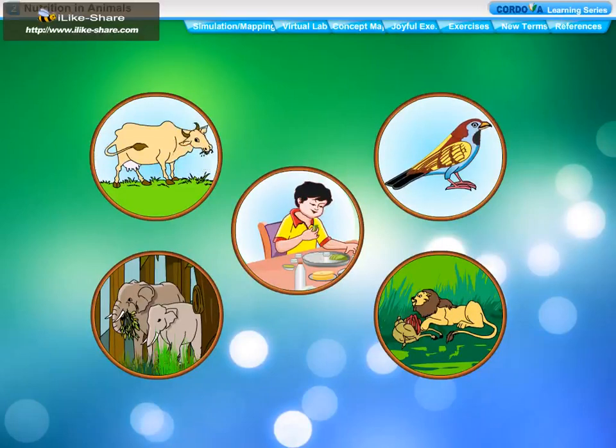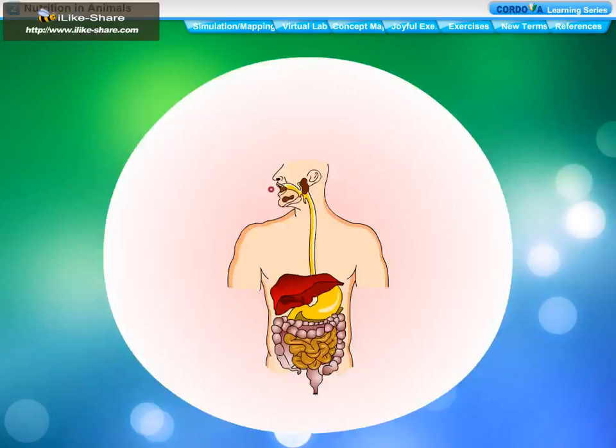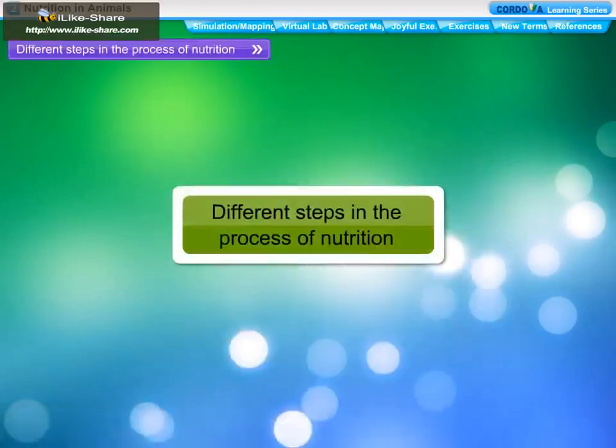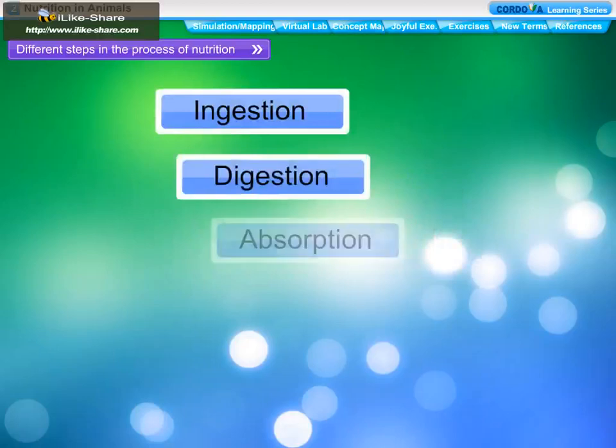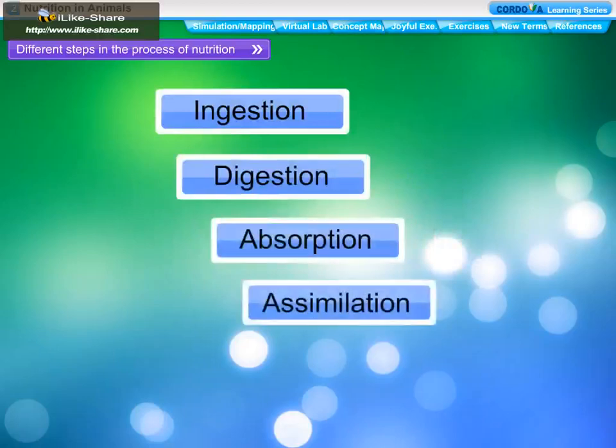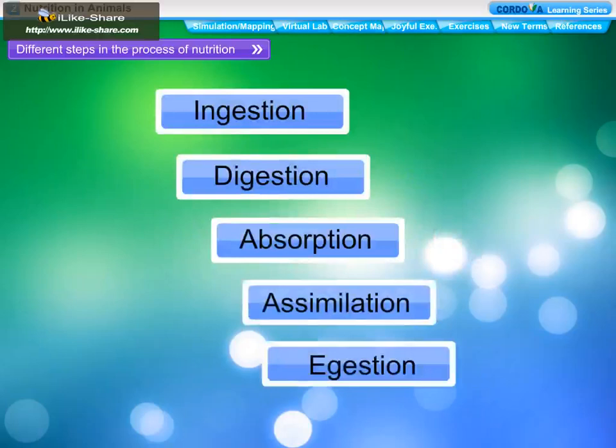carry out life processes. Animal nutrition is a process of taking food by an organism and its digestion, absorption, and utilization in the body. Different steps in the process of nutrition. There are 5 main steps in the process of nutrition in animals. These are ingestion, digestion, absorption, assimilation, and egestion.